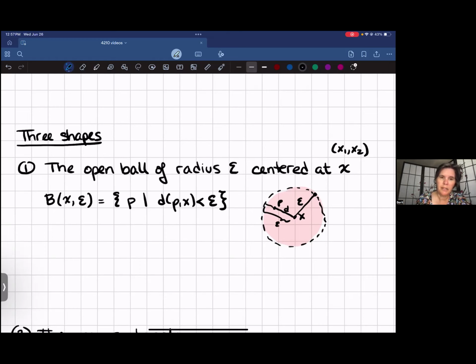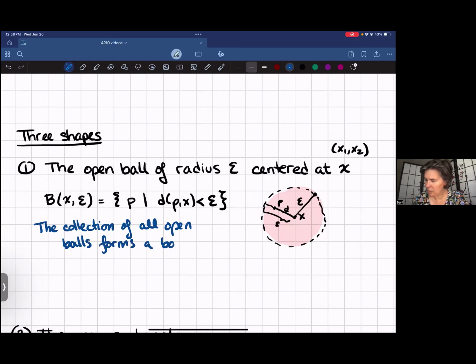Okay, so the open ball of radius epsilon centered at X refers to this sort of circle of radius epsilon centered at X. Okay, think of it like a pancake. Okay, a pancake without the edge part of the pancake. All right, and I claim that the collection of all open balls forms a basis. So all open balls centered at all possible points.